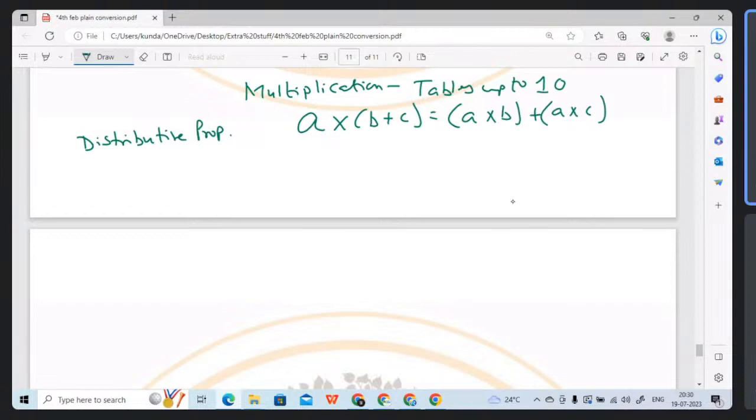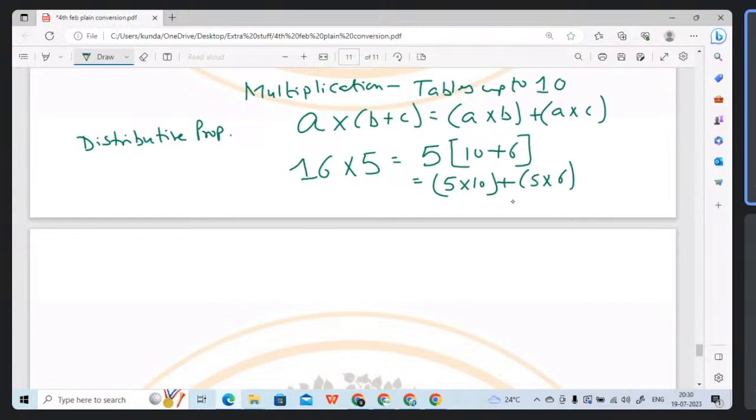Say the question is 16 cross 5, no problem. Break 16 as 10 plus 6. So the next step will be 5 into 10 plus 5 into 6. 5 into 10 is 50 plus 5 into 6 is 30. The answer is 80. Getting an answer is not important. This is a rule which has been taught to us in school.